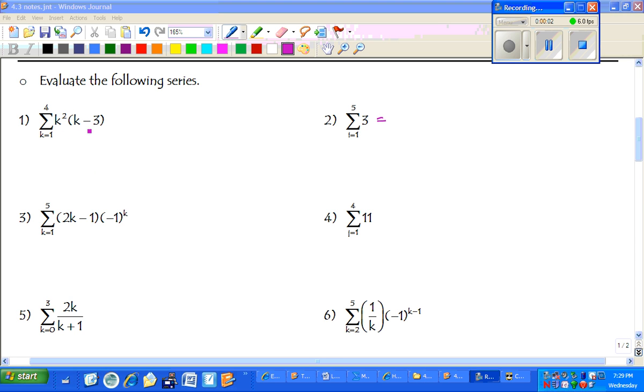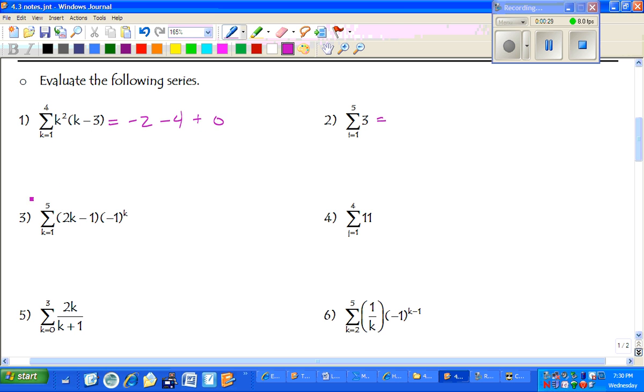Alright, let's evaluate some series using sigma notation. For number 1, we want to add up the first 4 terms of the sequence. So if we put 1 in, 1 minus 3 gives us negative 2, times 1 squared gives us negative 2. Our second term, 2 minus 3 is negative 1, times 2 squared gives us negative 4. Third term, 3 minus 3 is 0, so anything times 0 gives us 0. And then our fourth term, 4 minus 3, is 1, times 4 squared gives us 16. So our sum here comes out to be 10.